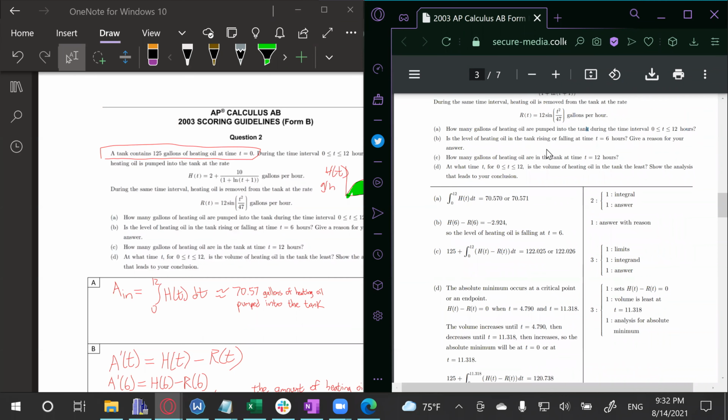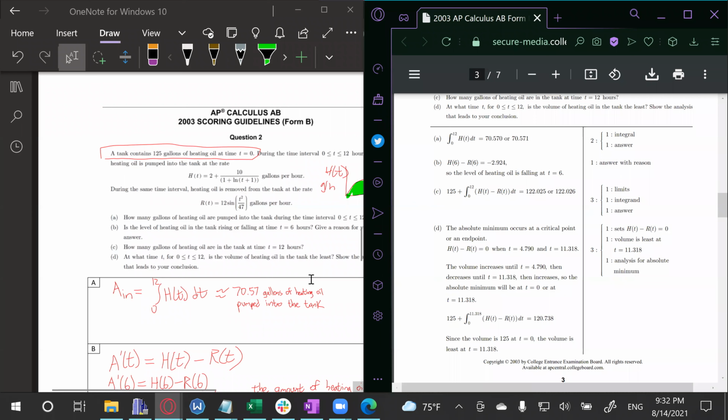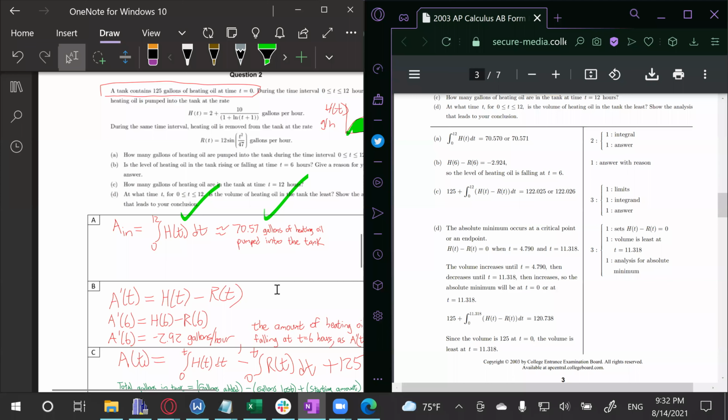So first one, 1 point for our integral of h(t) from 0 to 12, which we have, and 1 point for our answer of 70.57 gallons. That all looks good. So that's 1 point for integral, 1 point for answer. Part B, 1 point for answer with reason. Negative 2.92. The level of heat is falling at the time t equals 6. Okay, we're good.